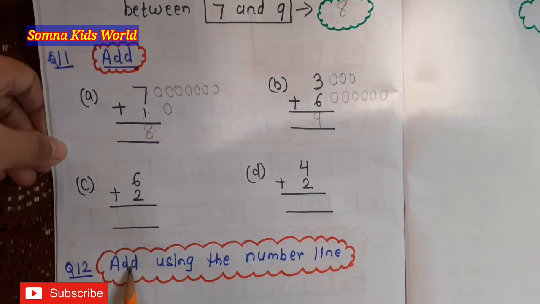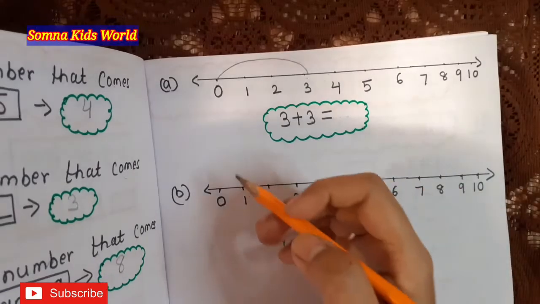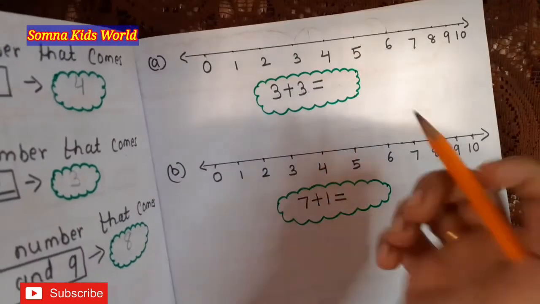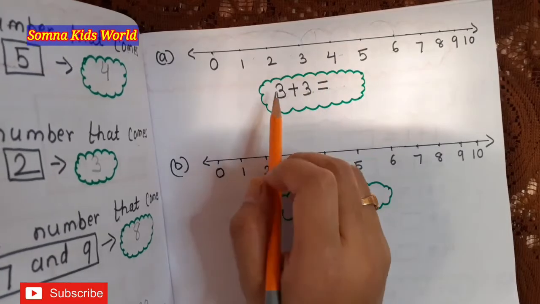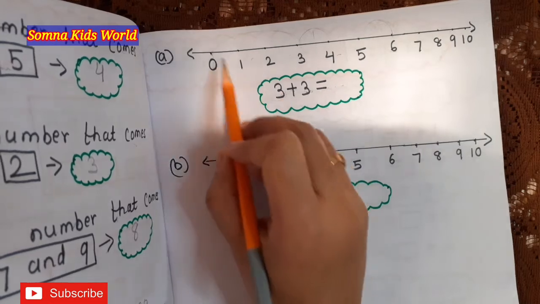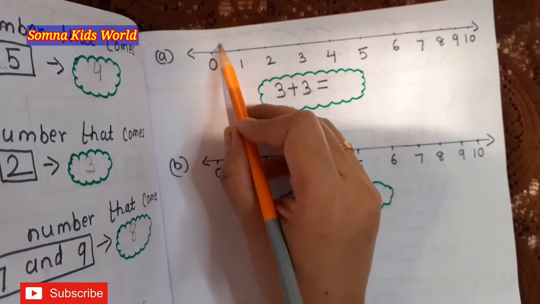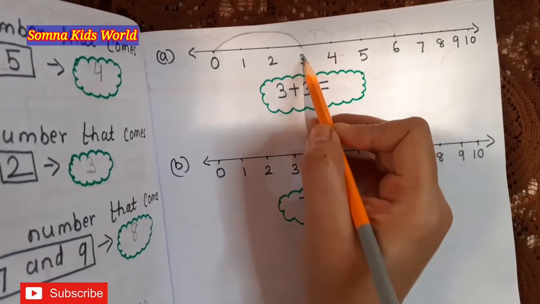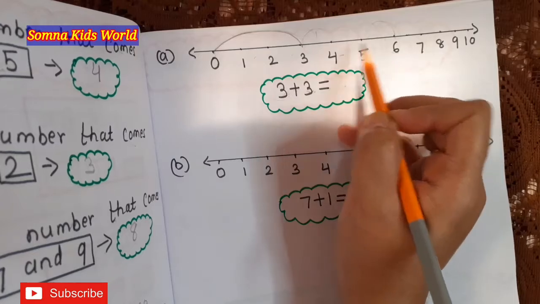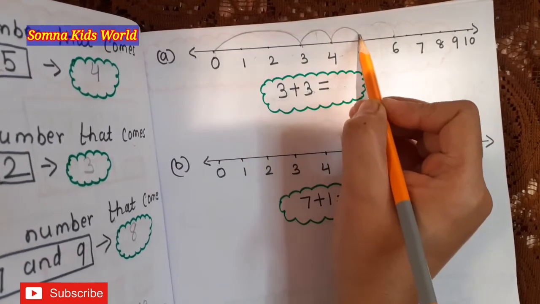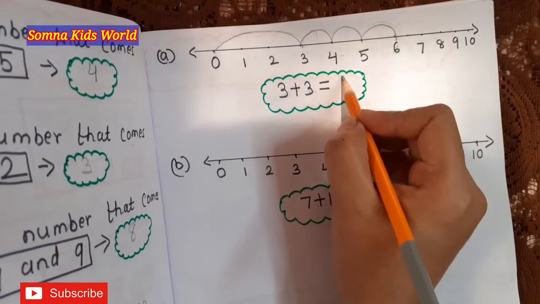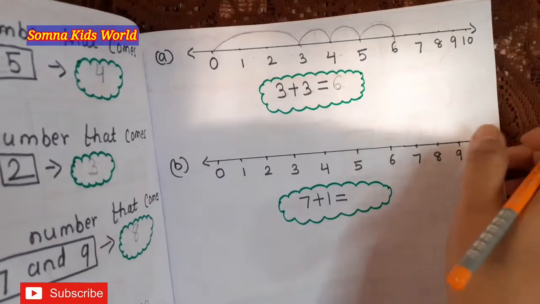Next one is add using the number line. Now they have to add with the help of the number line. So the question is 3 plus 3. So 3 plus 3 means, for the first 3, they have to jump from 0 directly till number 3. Plus 3, for the next 3 they have to jump 3 times. 1 time, 2 times, 3 times. So the answer is 6. So 3 plus 3, answer is 6.